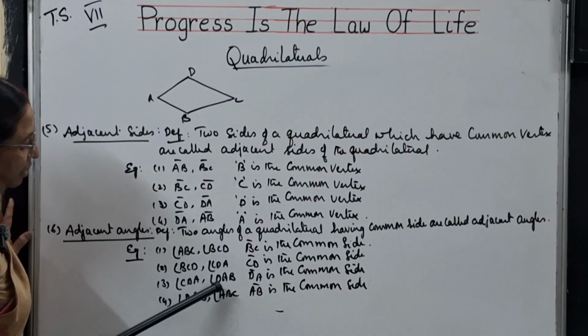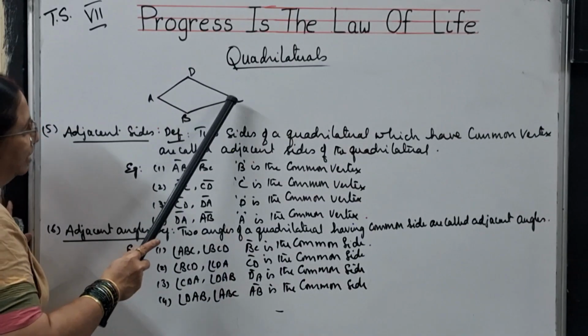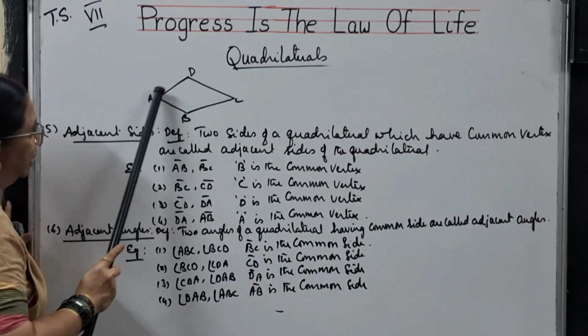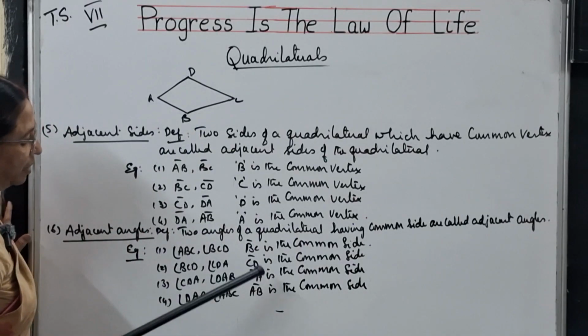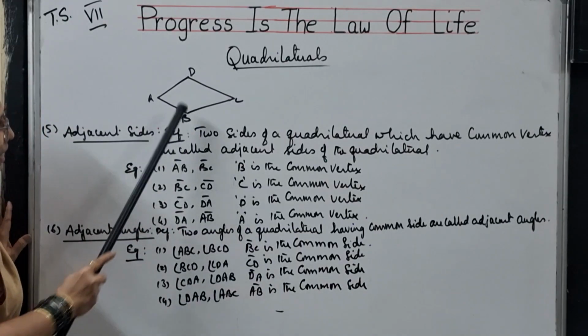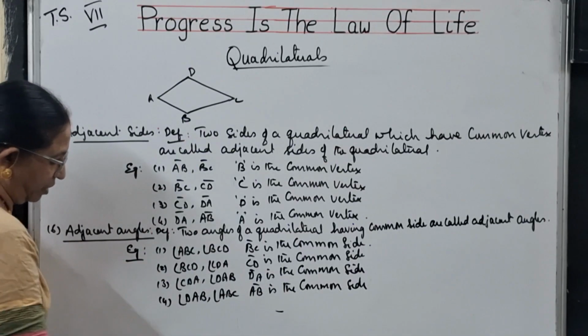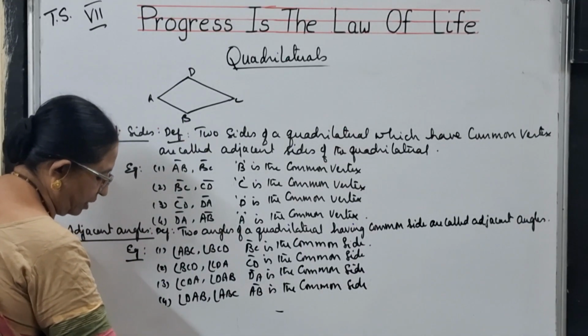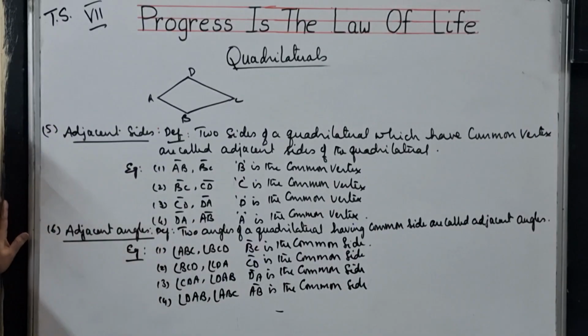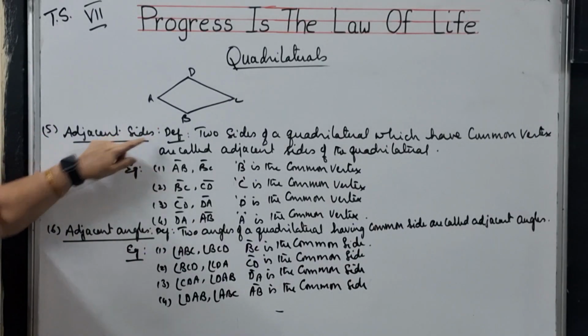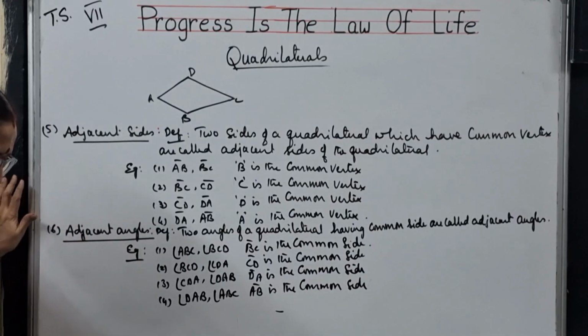Next, angle CDA, angle DAB. DA is the common side. Next, angle DAB, angle ABC. AB is the common side. They are called adjacent angles. This is the definition, and I have given this as an example from the figure which I have drawn. Please note it down, children.